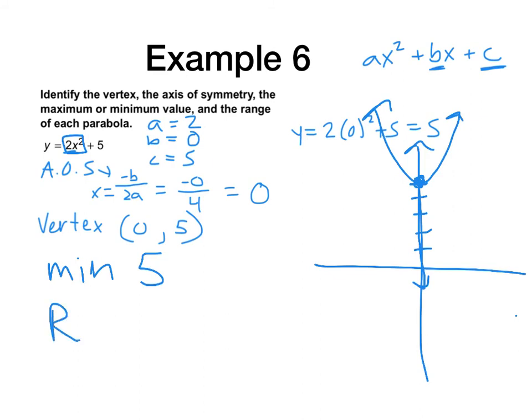And then what's our range? If we start at the bottom and go to the top, where does our graph start? At 5. And where does it go? Infinity. So up is minimum, down is maximum. It's opposite. You would think up would be maximum. So our range is 5 to infinity. Any questions on this? All right, we have one more example like this, and then we're done.